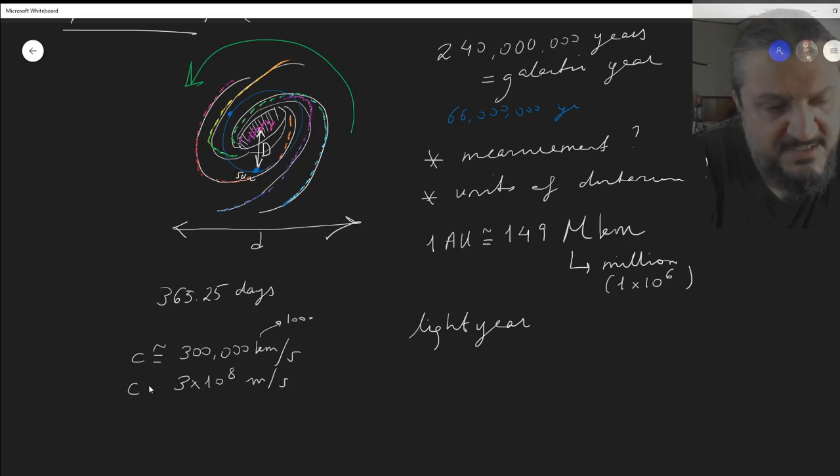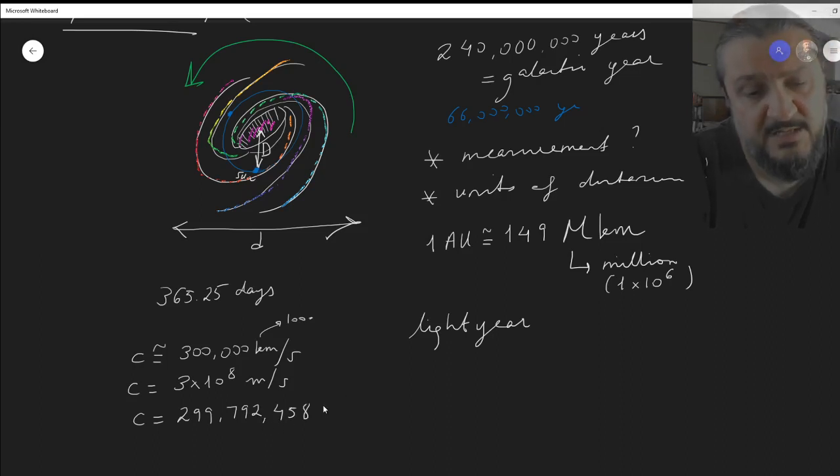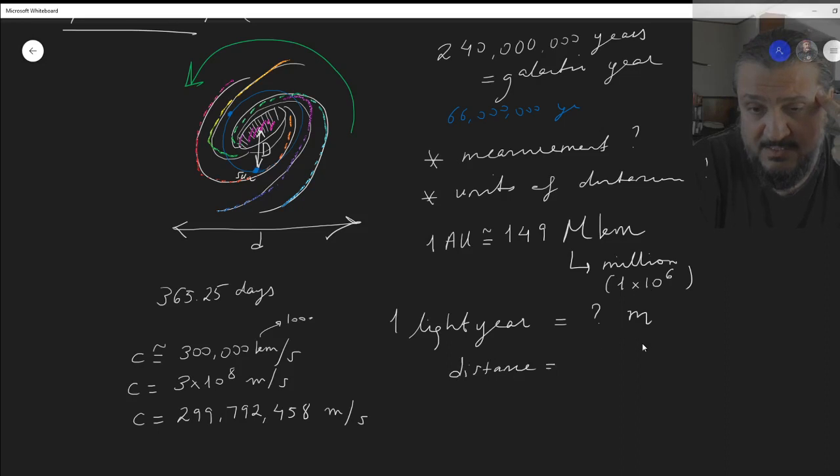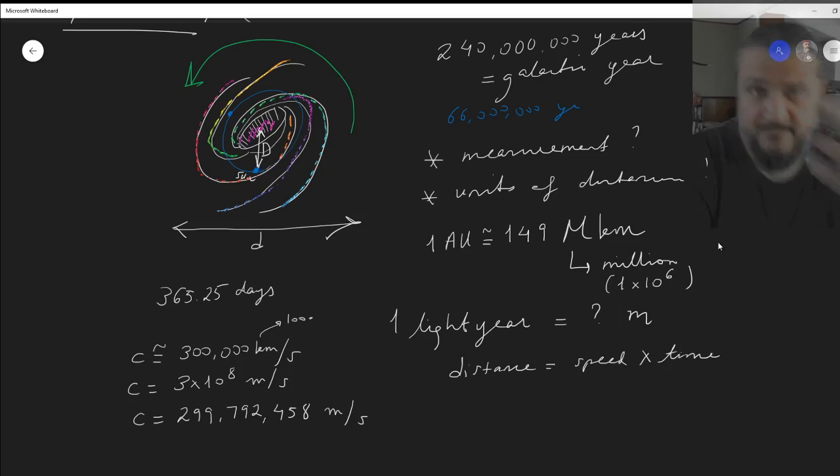That's the number which you can easily use, but the exact number is 299,792,458, if I'm not mistaken. So that's how many meters it travels in 1 second. All right. So in order to find the light year in meters, so how many meters are there in 1 light year? We have to use a very simple formula. The distance traveled is the speed times time, right? That's true for any kind of constant velocity motion.